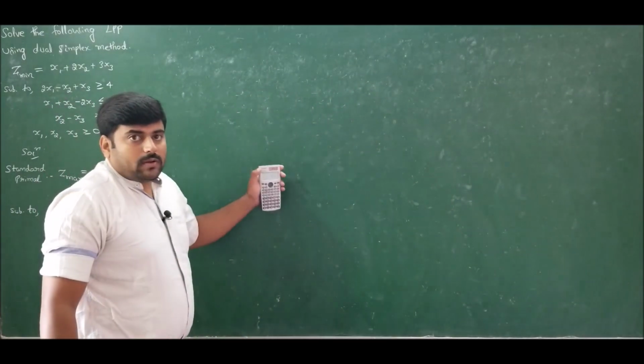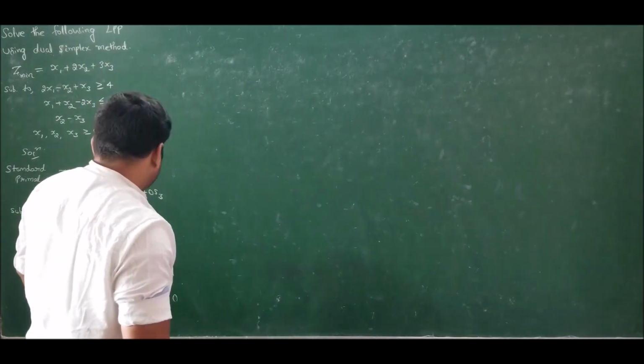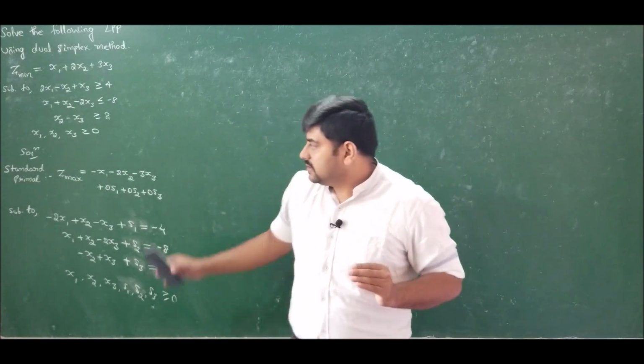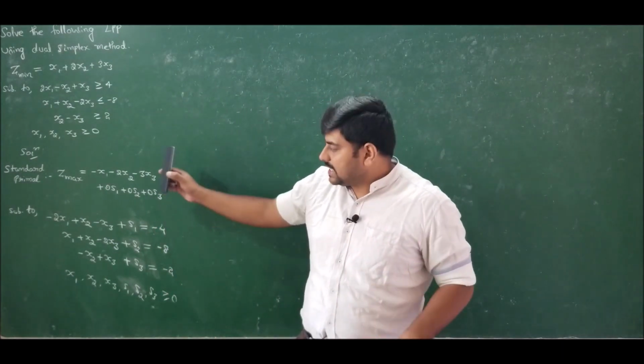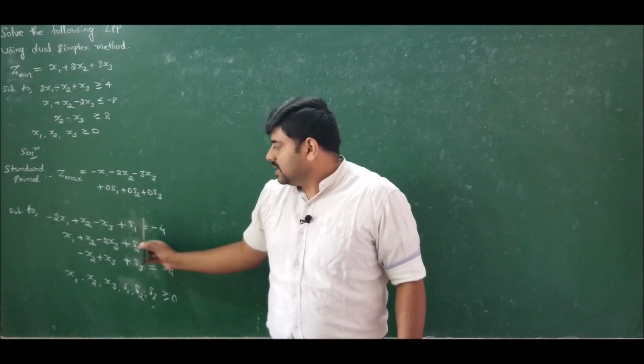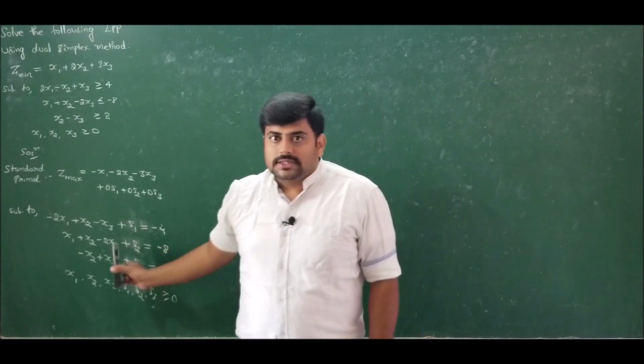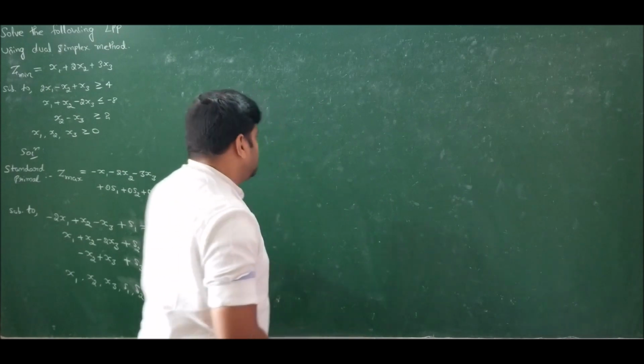Through solving the problem, I will explain how to solve using dual simplex method. The first step is that always write down the standard primal. So once you obtain the standard primal, add slack variables and convert all the constraints to equation, which will be in the required simplex form. Now construct the simplex table.